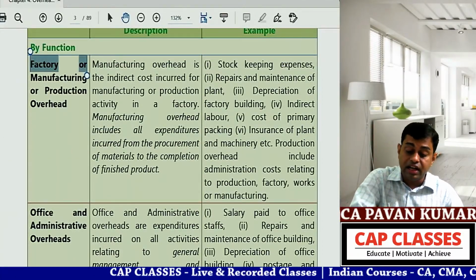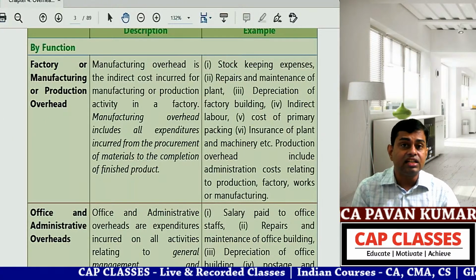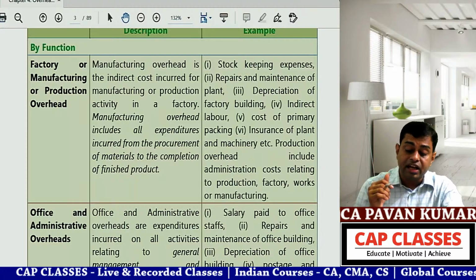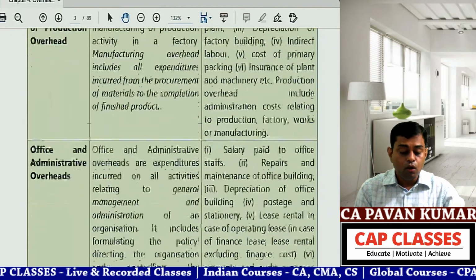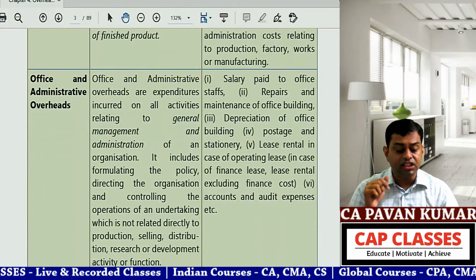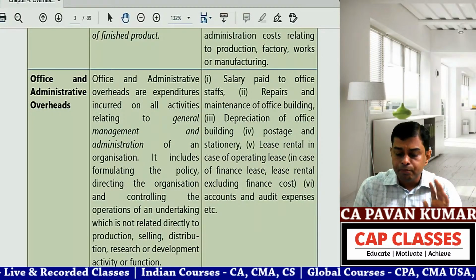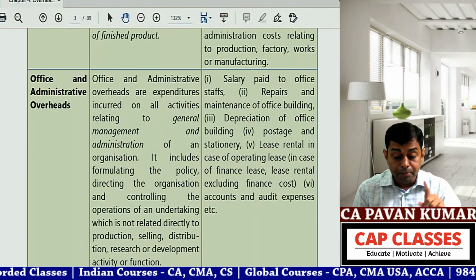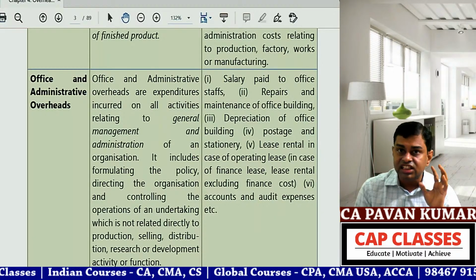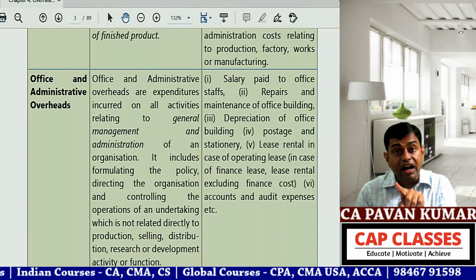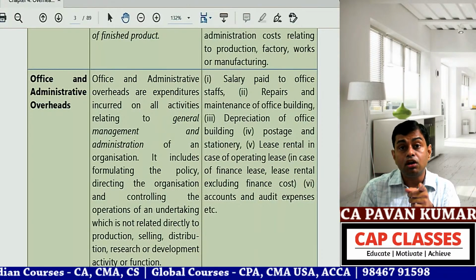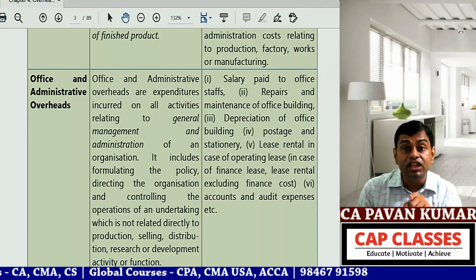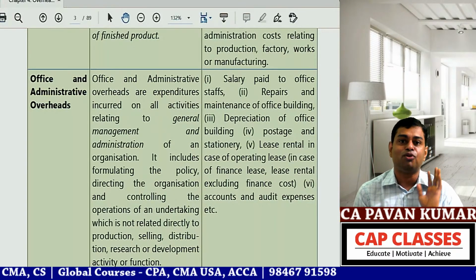What is factory overhead? Here they have given stock keeping expenses, that means godown, repairs and maintenance, depreciation, indirect labor, cost of primary packing, insurance of plant and machinery, etc. What are administrative and office expenses? All these things you have studied in the cost sheet, you remember. So here: salary paid to office staff, repairs and maintenance of office building, depreciation on office building. Depreciation is a very dangerous word, okay? Depreciation on factory is factory overhead. Depreciation on corporate office is admin overhead. Depreciation on sales office or showroom or delivery van is selling and distribution overhead.